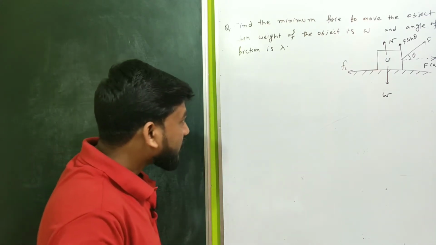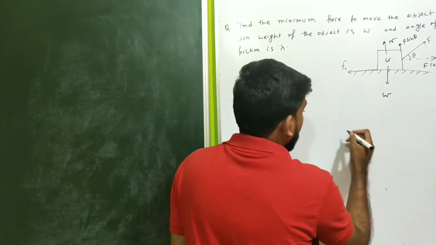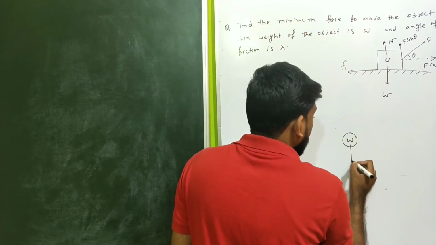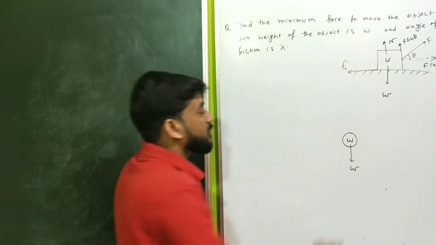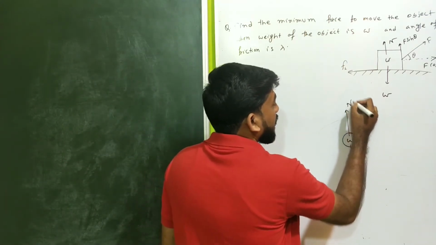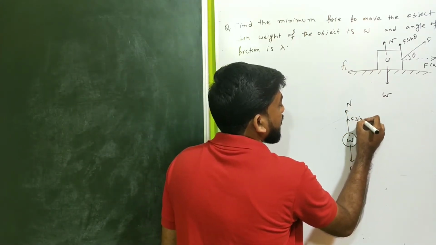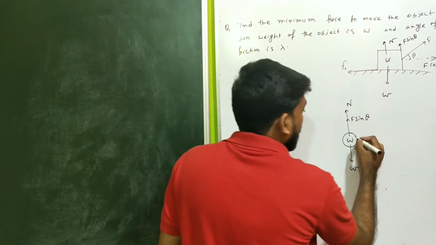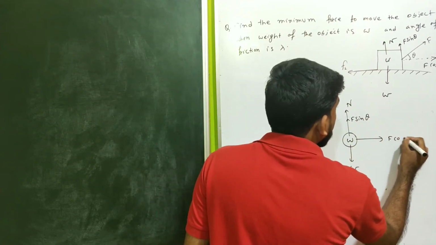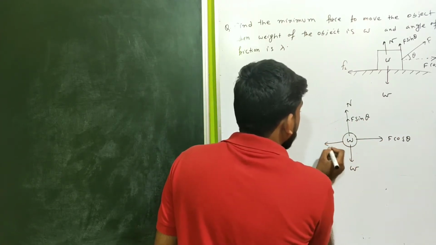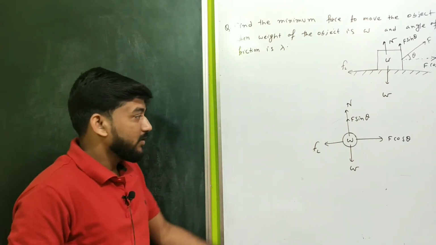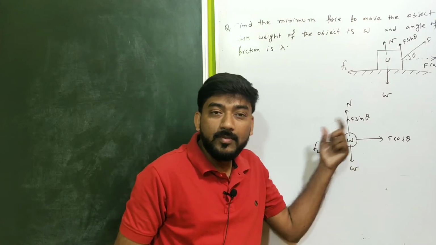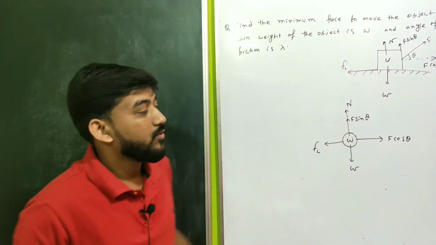Now if we draw the free body diagram, the forces are W along the downward direction, the normal force, F sin theta along the upward direction, F cos theta along the horizontal direction, and along the opposite direction the limiting friction FL. The pattern of calculation will also be the same. As the object just tends to move, it is in equilibrium, so there is no acceleration.